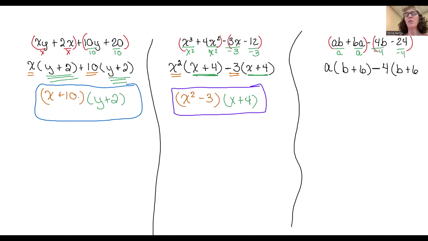Okay, and we look at this and we're like, hey, the two things in the parentheses match up. Perfect, that's what we wanted. All right, so we're going to take the numbers outside the parentheses. So this would be A minus 4. Then we're going to take whatever was inside the parentheses. Ours was a B plus 6, right? Put them together. And we have now completely factored this problem using grouping.